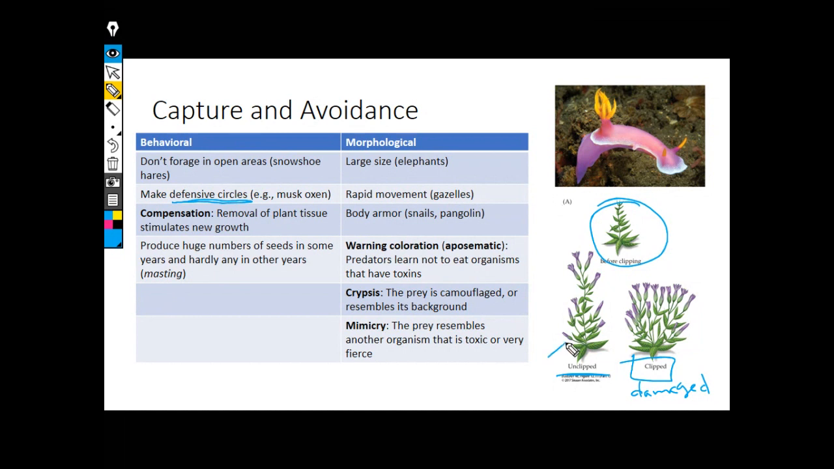Whereas in the unclipped, right, if it's never experienced any damage, it has no reason to respond by increasing that growth hormone. It just kind of lives its best life. It grows slower and often grows less, either leaves or flowers. So it's not trying to compensate for the predation or that herbivory event, or events, as appropriate. Right? So this is what we mean by compensation. Any questions about that?